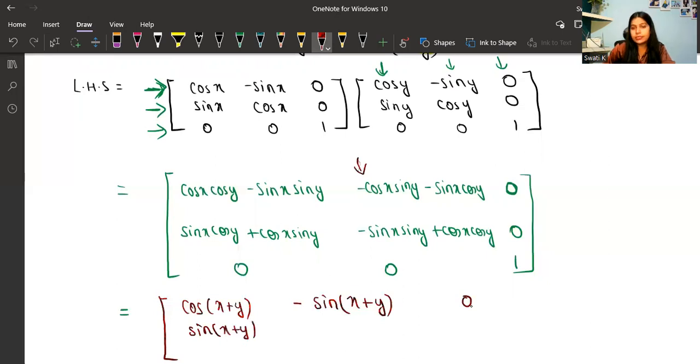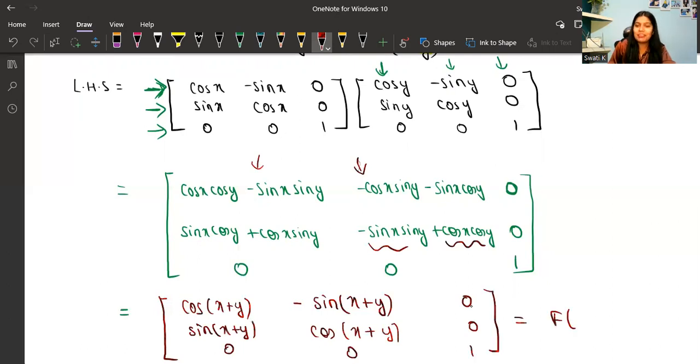And this is, of course, if I just write down cos A cos B minus sine A sine B, it's the same thing over here. And that has a formula, that is cos of A plus B. This is 0 only, this is 0 only, this is 0 only, and this is 1. And this is nothing but f of x plus y.